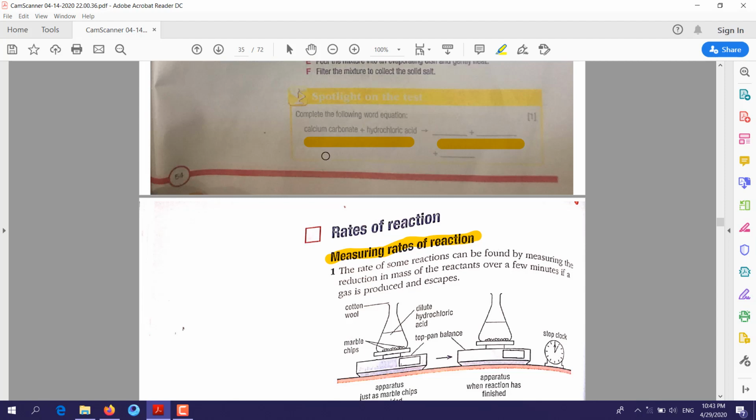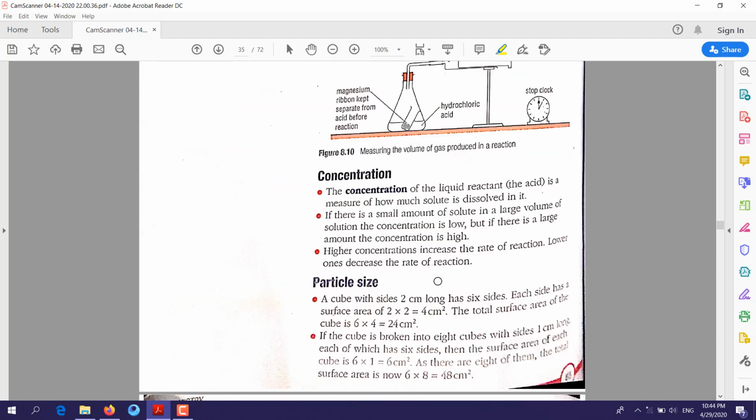We will measure how much of the reactants react during a specific period of time, or we will depend on products: we will measure how much product is produced during a specific time. Now we will talk about the factors that affect the rate of reaction. We will see what factors make a chemical reaction faster or slower.